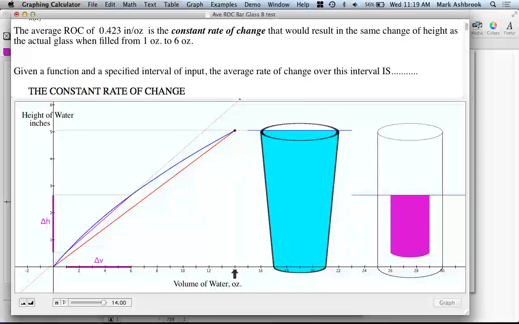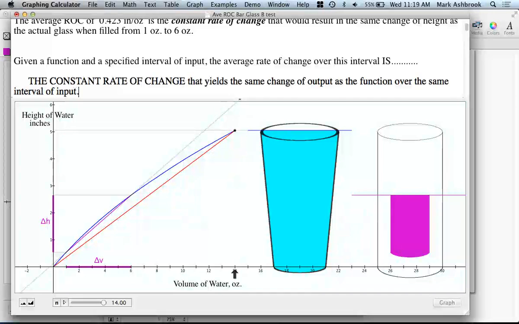Want to keep going, Alexander? Which constant rate of change is it? Over the specified interval. Okay, it's the constant rate over the specified interval. Jonathan? That yields the same change in output as what? As the function over the same interval of input. Does it make sense? Memorize it. That's what average rate is.